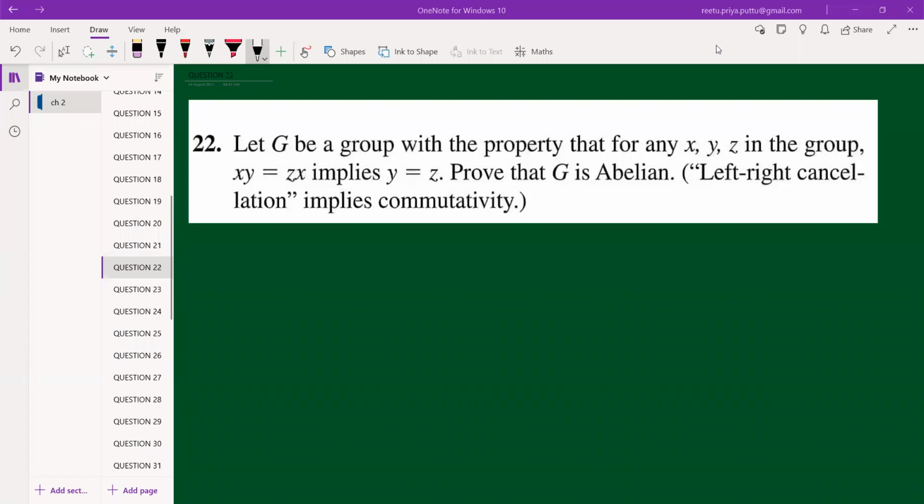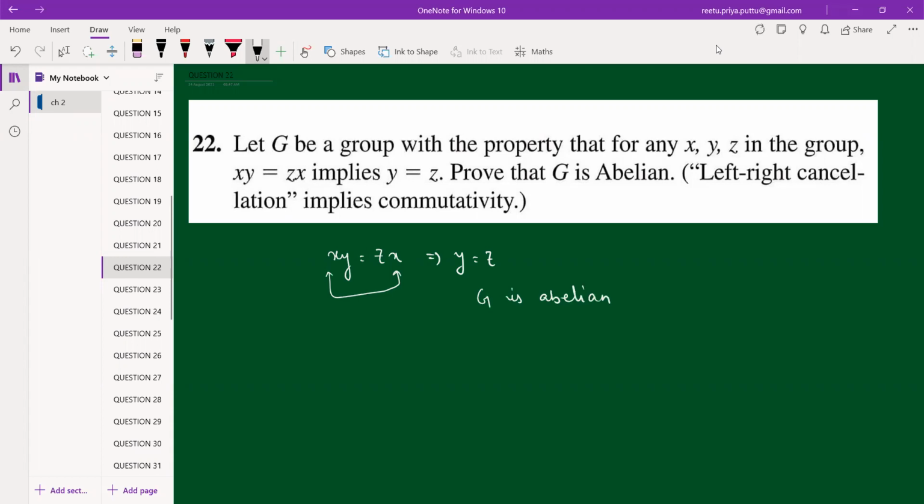Let's move on to question number 22. We have a group with the property that for any x, y, z in the group, xy equals zx implies y equals z. So we have left-right cancellation; we can cancel these two. Then what we have to show? We have to show that G is abelian.